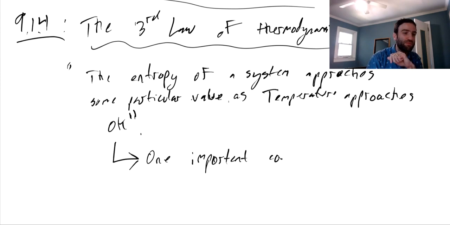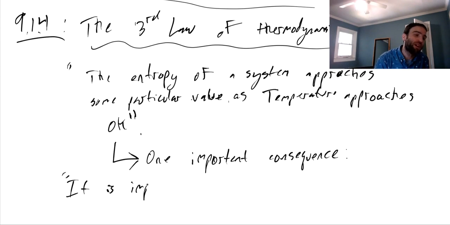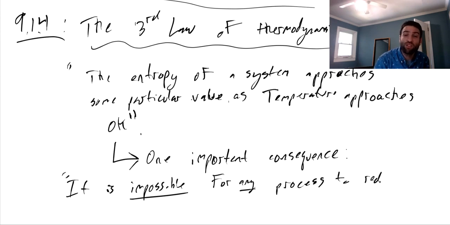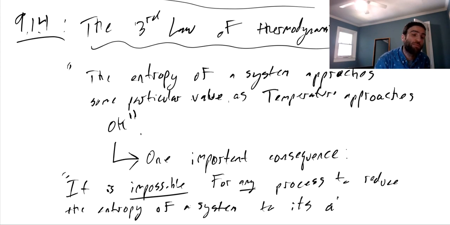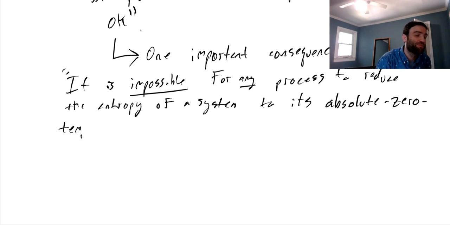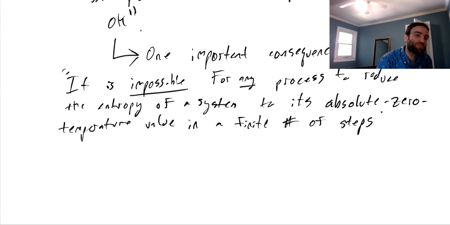one important consequence of this third law of thermodynamics, and again, I won't talk about why the third law implies this particular consequence, is that it is impossible to reduce the entropy of a system to its absolute zero temperature value in a finite number of steps. Okay, this is really important.